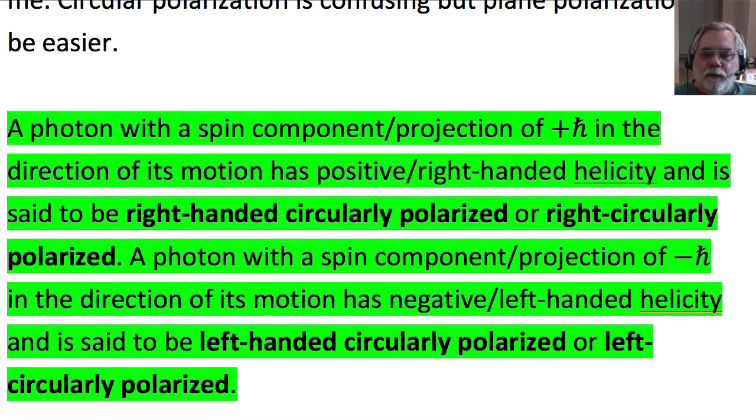A photon with a spin component projection of plus h bar in the direction of its motion has positive right-handed helicity and is said to be right-handed circularly polarized or right circularly polarized. A photon with a spin component projection of minus h bar in the direction of its motion has negative or left-handed helicity and is said to be left-handed circularly polarized or left circularly polarized.